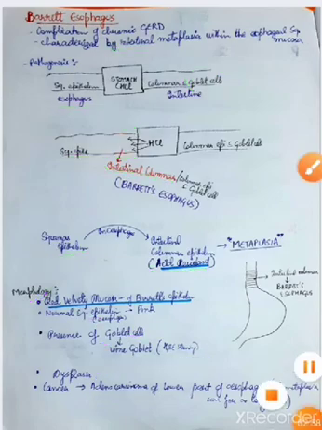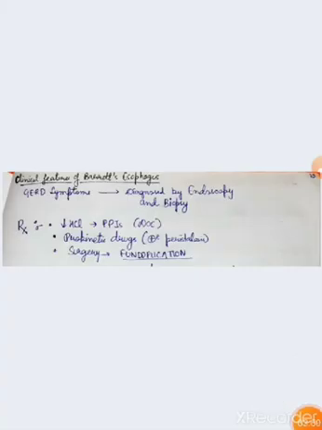Next we will start with the clinical features of Barrett's esophagus. GERD symptoms, diagnosed by endoscopy and biopsy. Treatment: decrease HCl, which can be done by proton pump inhibitors, very well known, the drug of choice. Prokinetic drugs which stimulate peristalsis, and surgery, fundoplication.